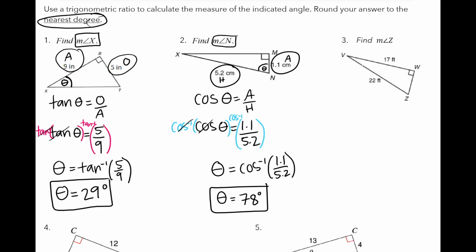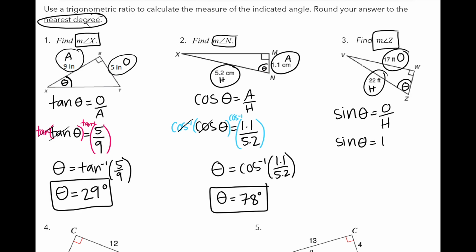All right, let's do one more. Angle Z is my reference angle, theta, so across from that is the opposite, and I have the hypotenuse. O and H go with sine. I know sine of an angle will give me the opposite over the hypotenuse. Or in this case, sine of my missing angle equals 17 over 22. I will do, you guessed it, sine inverse of both sides so that I can get theta by itself.